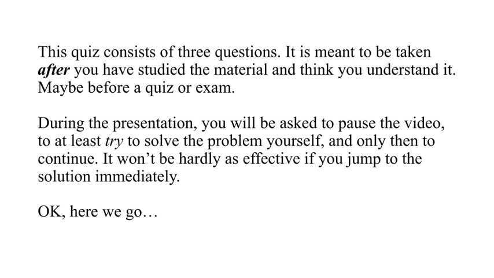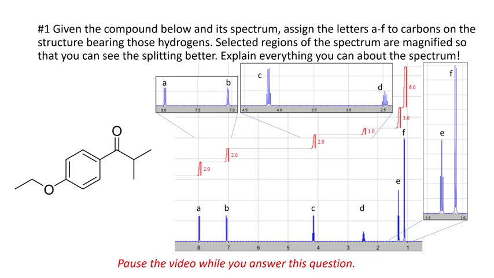Okay, here we go. Number 1, given the compound below and its spectrum, assign the letters A to F to carbons on the structure bearing those hydrogens. Selected regions of the spectrum are magnified so that you can see the splitting better. Explain everything you can about the spectrum. Okay, pause the video. See what you can do. Come up with everything you can that explains the spectrum, and I'll get back to you.